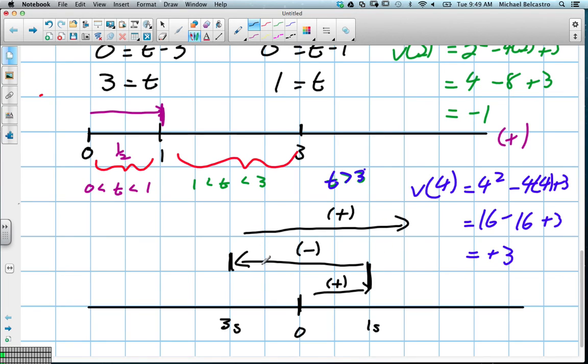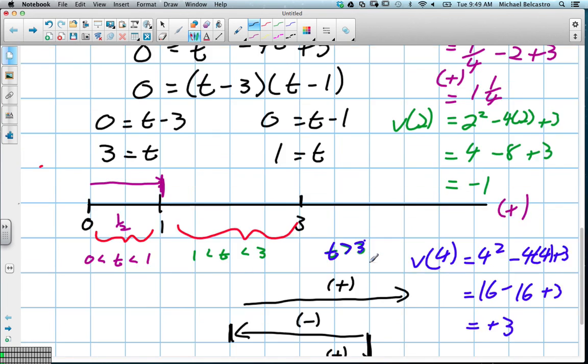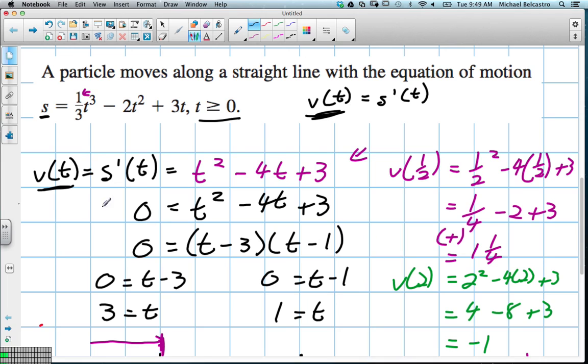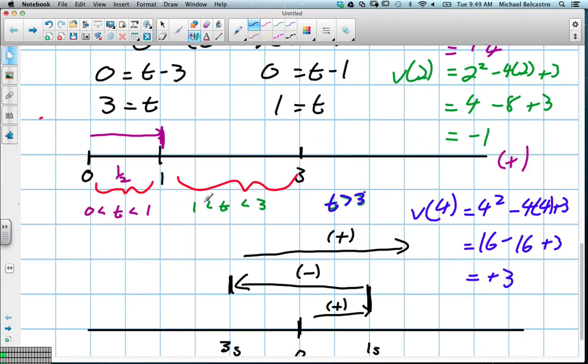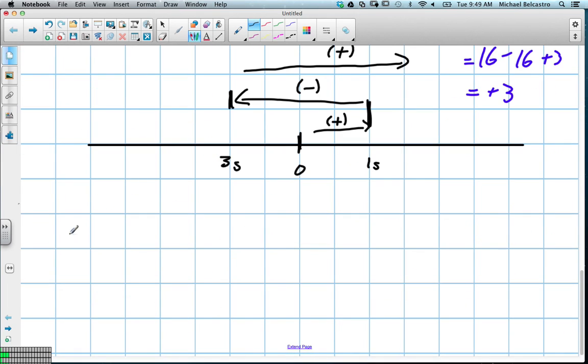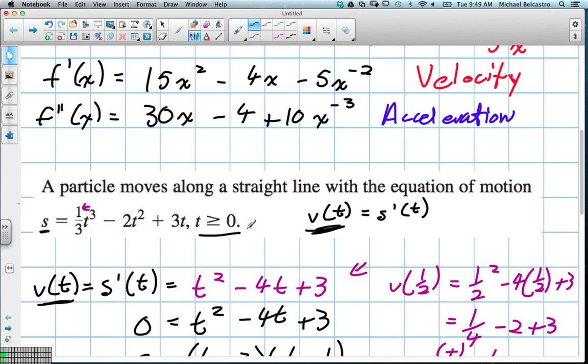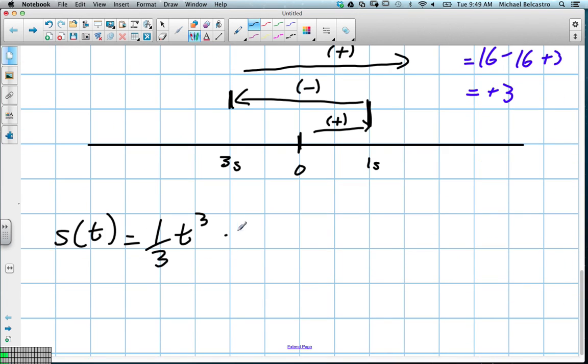0 means it's standing still. A positive value gives us a positive direction and negative a negative direction. But let's talk about acceleration also. Okay? So we'll take this equation which we had from above and put all of them down. So our original equation was t cubed over 3 minus 2t squared plus 3t.